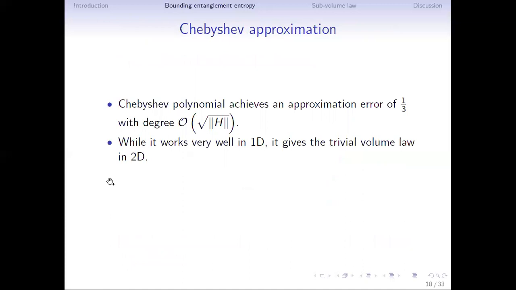This is precisely what was used by the prior works that I mentioned earlier. Now the Chebyshev polynomials achieve an approximation error of 1/3 with a degree of roughly the square root of the norm of the Hamiltonian. And this fact works very well in one dimension. It gives us the very good dependence on the gap, that is 1 over the gap, for the 1D area law. But unfortunately, this polynomial still gives the trivial volume law in 2 or higher dimensions.